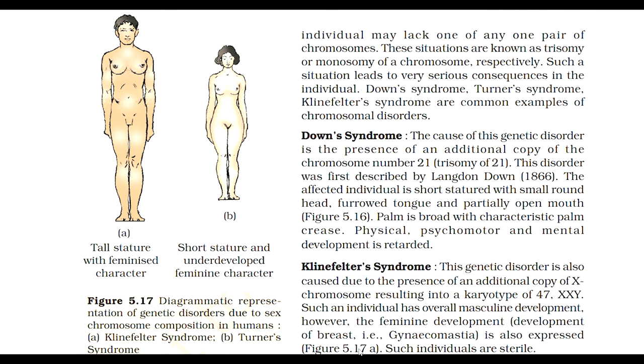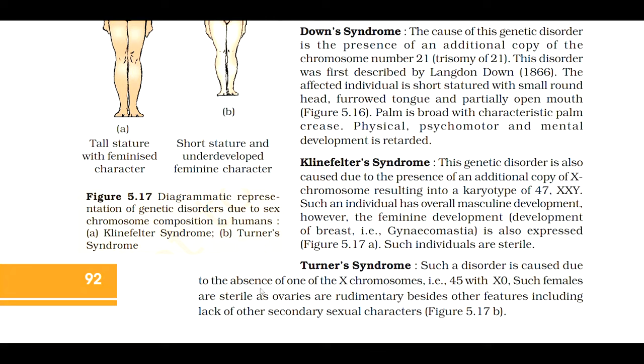Turner syndrome. Such a disorder is caused due to the absence of one of the X chromosomes, that is 45 with XO. Such females are sterile as ovaries are rudimentary, besides other features including lack of other secondary sexual characters, which is given in figure 5.17b.